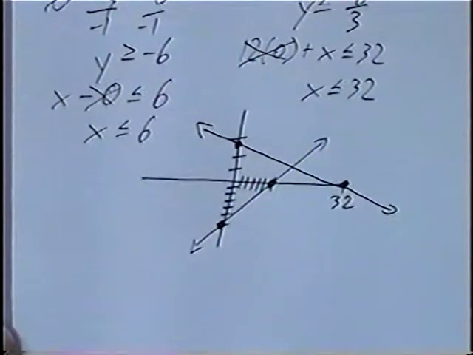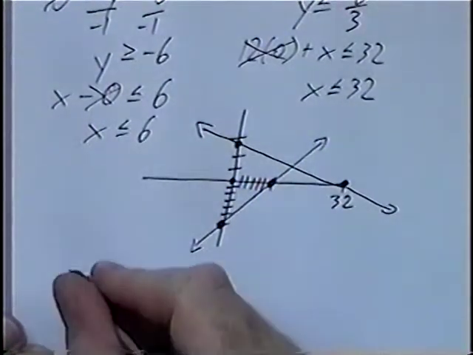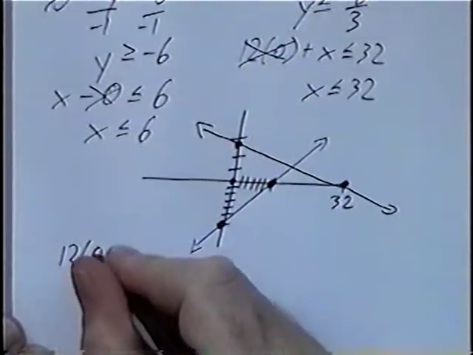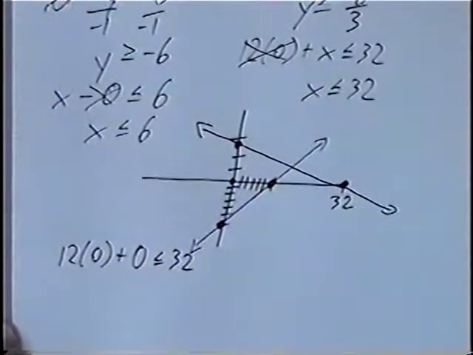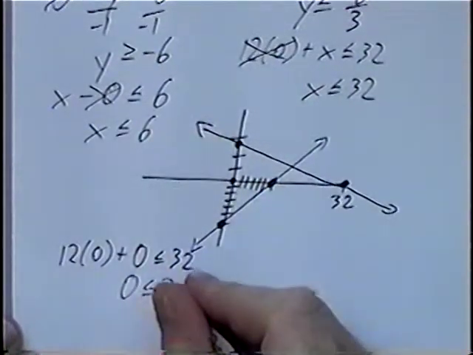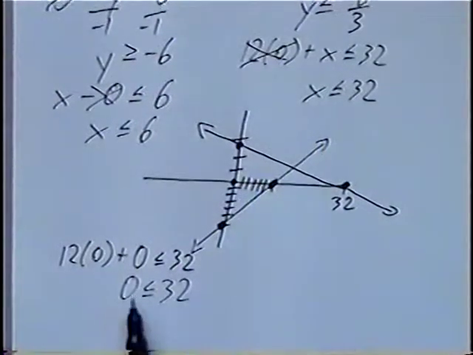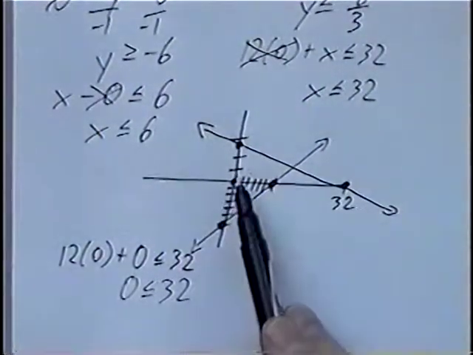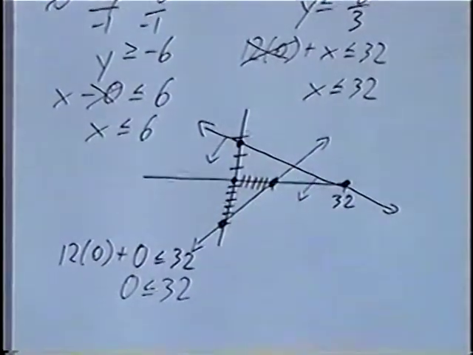If you look back at the first inequality, 12y plus x less than or equal to 32, we can use a test point of 0, 0. First inequality would be 12 times 0 plus 0 less than or equal to 32. 12 times 0 would be 0, plus 0 would be 0, and we have 0 is less than or equal to 32. This is a true inequality. So the first line that we graphed was this top line. 0, 0 would be the part that's shaded, so this line will shade underneath or to the bottom of the line.